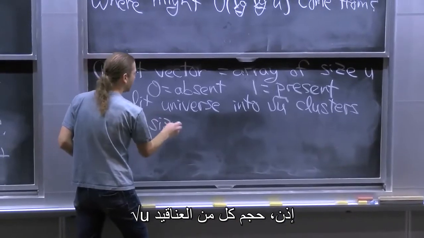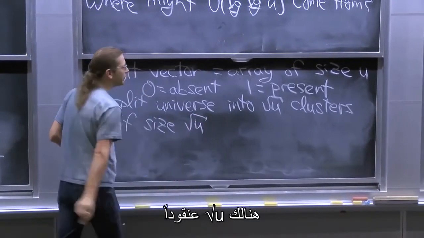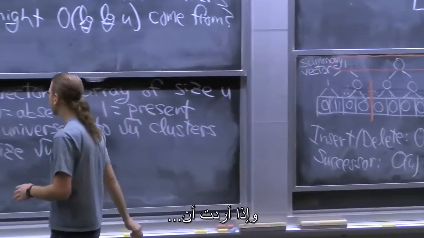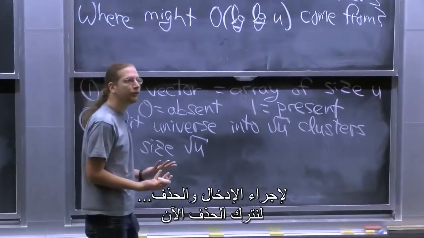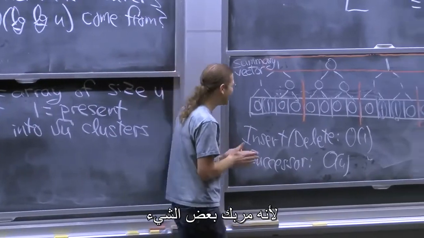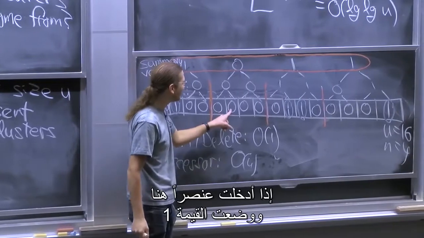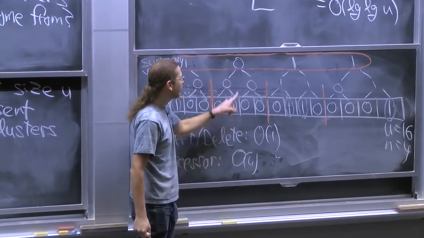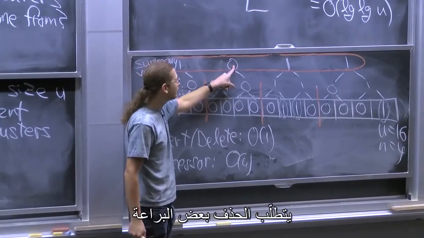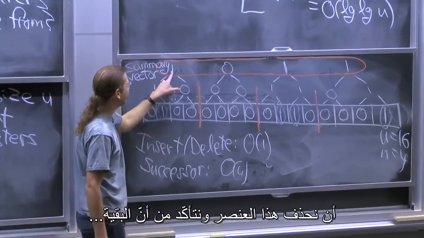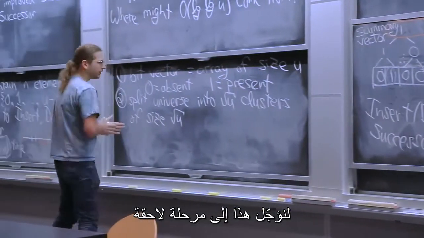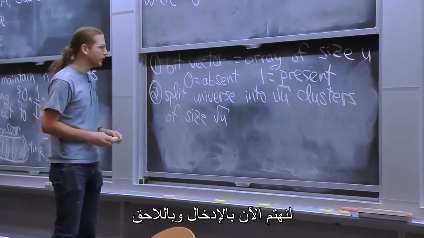Clusters have size square root of u, and there are square root of u of them. Now when I want to do an insert or delete, let's not worry about delete; it's a little tricky. To do an insert is still easy. If I insert into here, I set it to 1, and I check if this is already 0, I should also set that to 1. Deleting would be tricky. To delete this guy and realize that there's nothing else, let's not worry about that until we do a lot more work. Let's just focus on insert and successor.